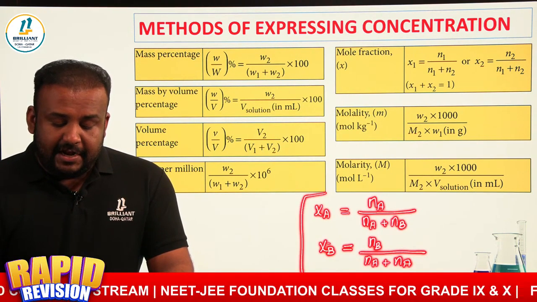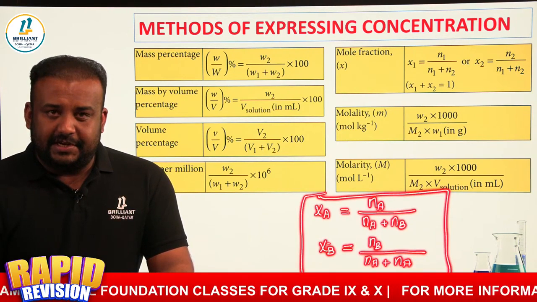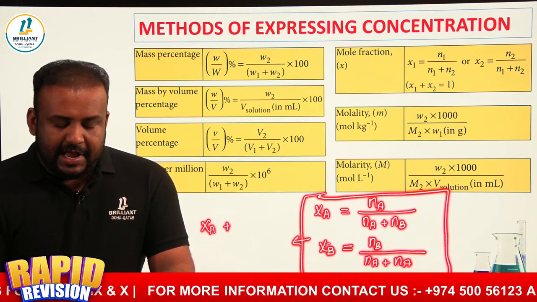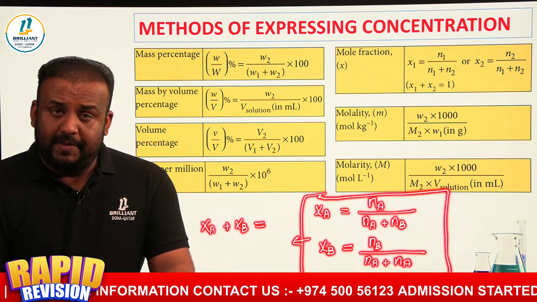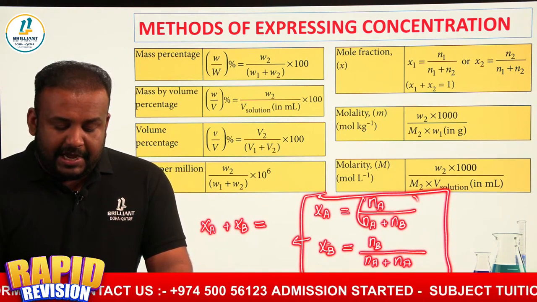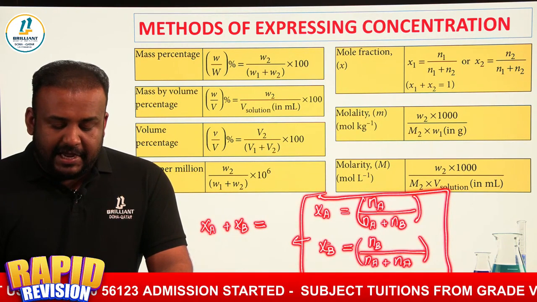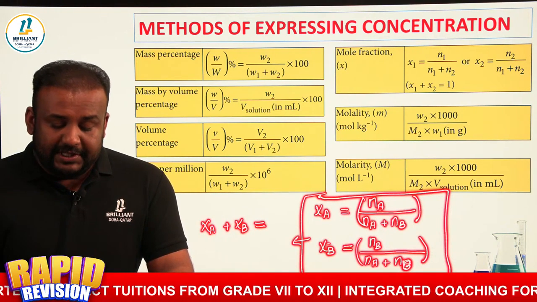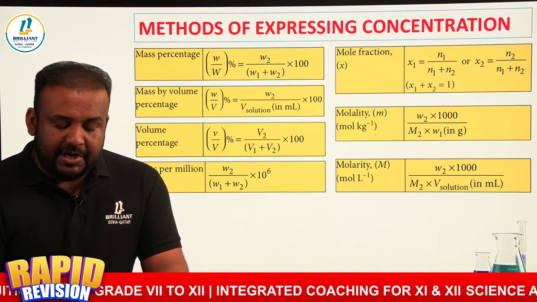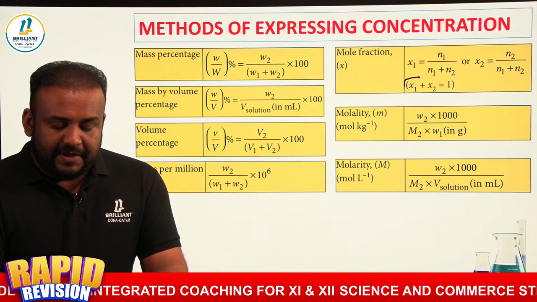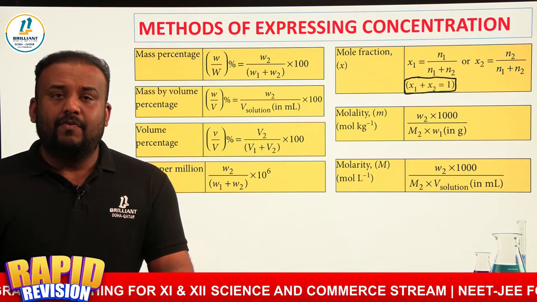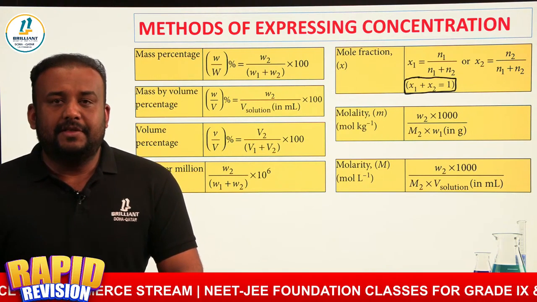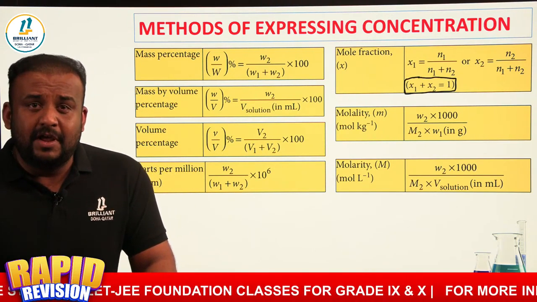And you must remember that in a binary mixture where there are two components, if you add the mole fractions, XA plus XB, what will it be? NA by NA plus NB, and NB by NA plus NB. If you add these, you will get 1. So this is a very, very important concept to remember. The sum of mole fractions of a binary mixture will always be 1. So in some questions, if they give you the mole fraction of one component, you can find the other by just subtracting it from 1.